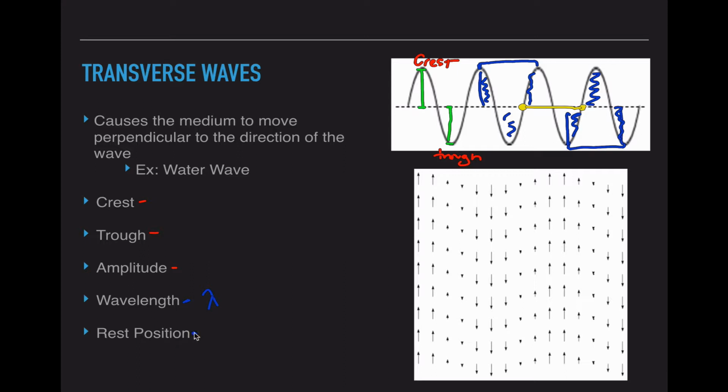And the last word is the rest position. The rest position is this dotted line down the center, which is where the wave would be if no energy was moving through it.